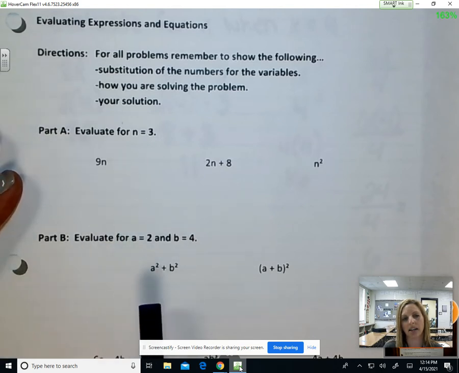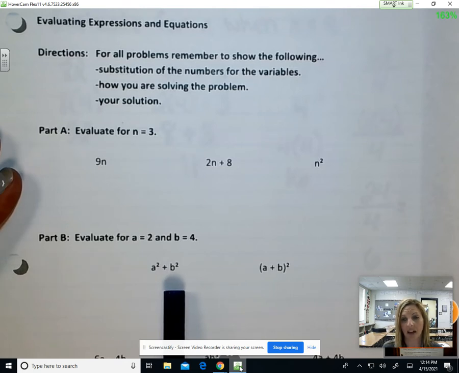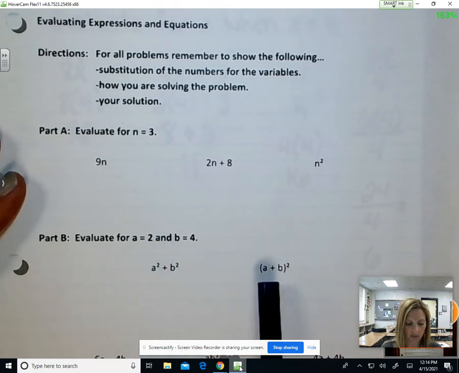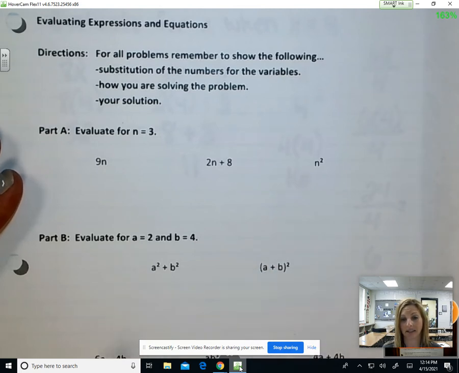On the next part, it gets a little bit more difficult because you have to take 2 and substitute it in wherever there's an a, and 4 and substitute it in wherever there is a b. And then just make sure that you're following order of operations. So with this one, you're going to do 2 squared plus 4 squared. With this one, you're going to add the 2 and 4 together first and then square your answer.